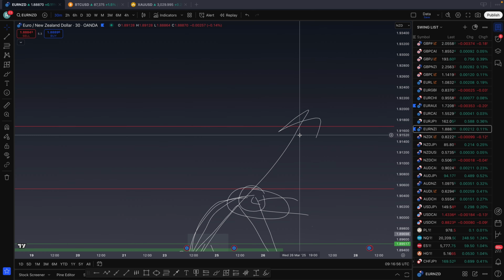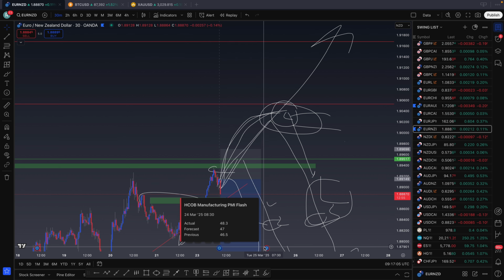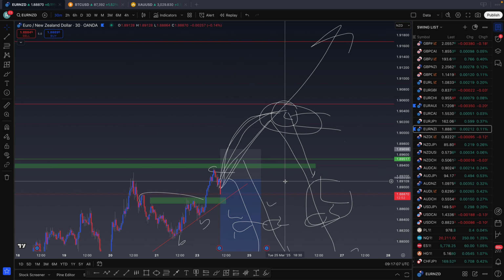Now, fourth possibility, the market rockets through to the upside. Then I'm wrong. I deserve to lose. I will analyze, why did I take this trade? Why was I wrong? And all this. So that's basically how I'm looking at this.